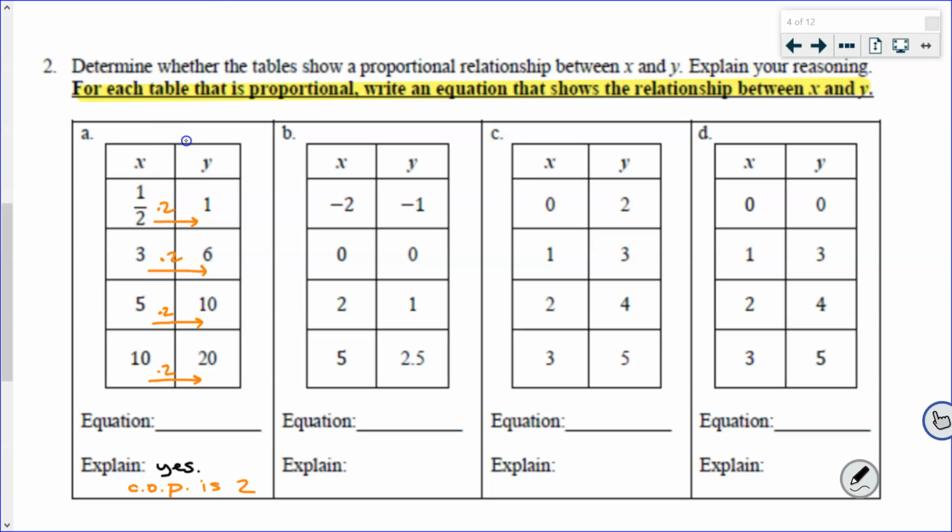And since it's proportional, let's make sure we write the equation. How do I go forward in this table? I start with x, I go forward by multiplying by 2, and then I get y. It's just that simple: x, going forward, multiplying by 2 is equal to y. There's your equation. If you wanted to write it in reverse, y equals 2x, that's perfect.